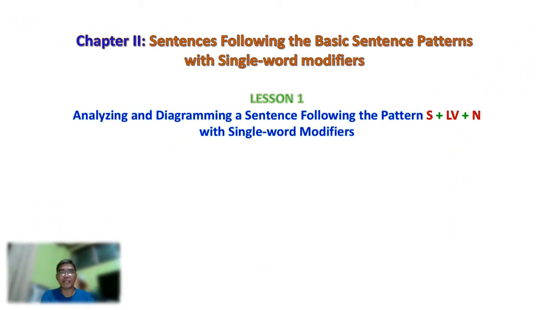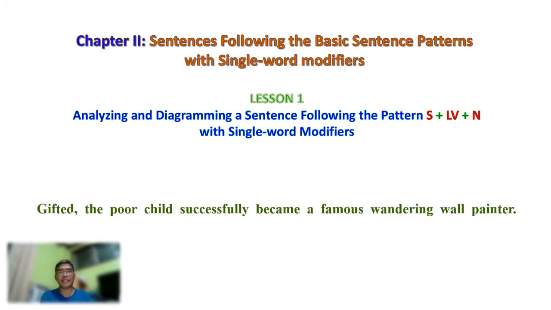Let us have this example of sentence following the same pattern with single word modifiers. Gifted, the poor child successfully became a famous wandering wall painter. At a glance, one might be confused to identify the pattern being used in this sentence because it is composed of more than 3 words. Well, identifying such pattern would become easier if one exactly knows how to identify the function and relationship of each word to other word in the sentence.